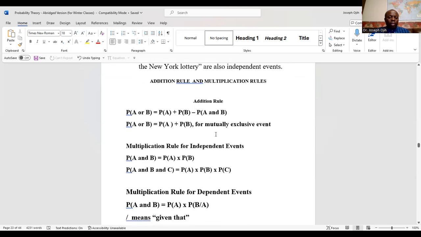Now we can look at the rules as they apply to the events I just mentioned. Let's start with the addition rule.